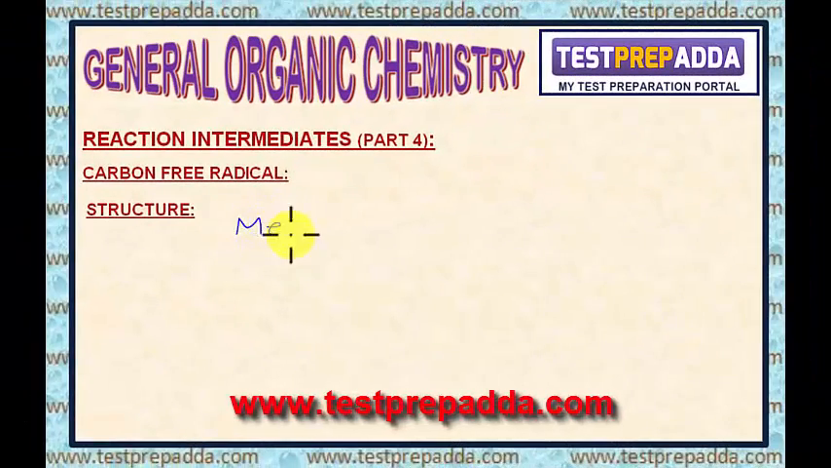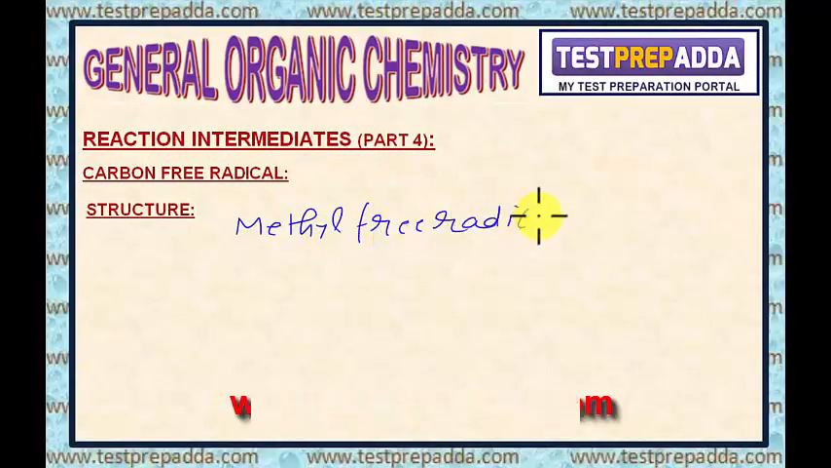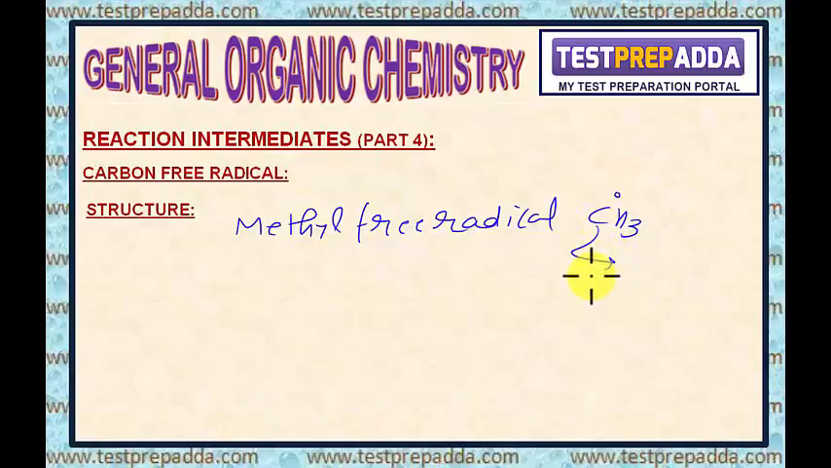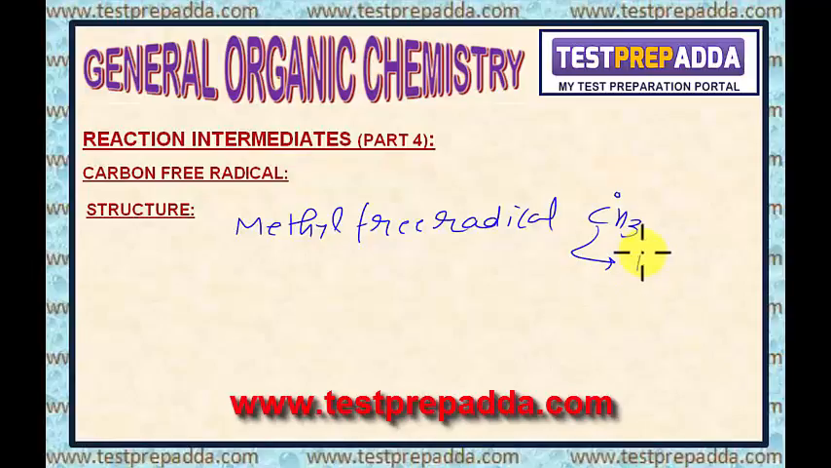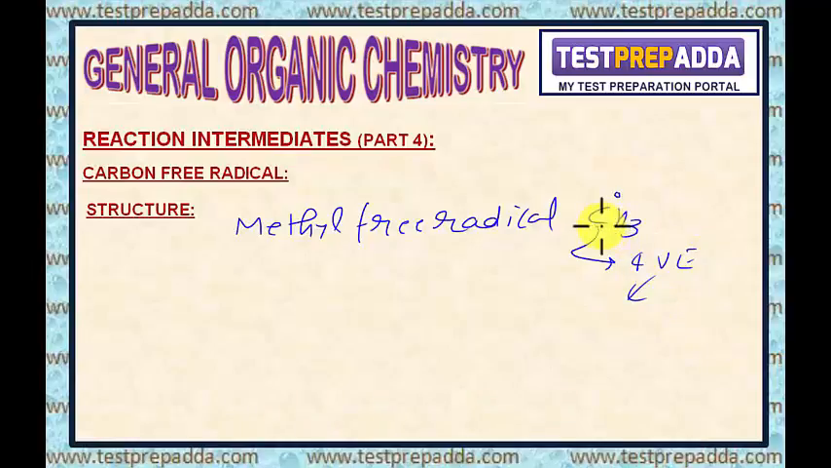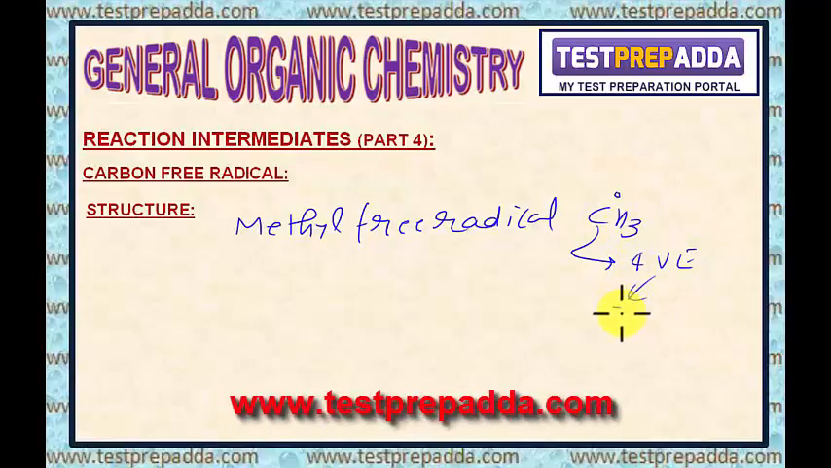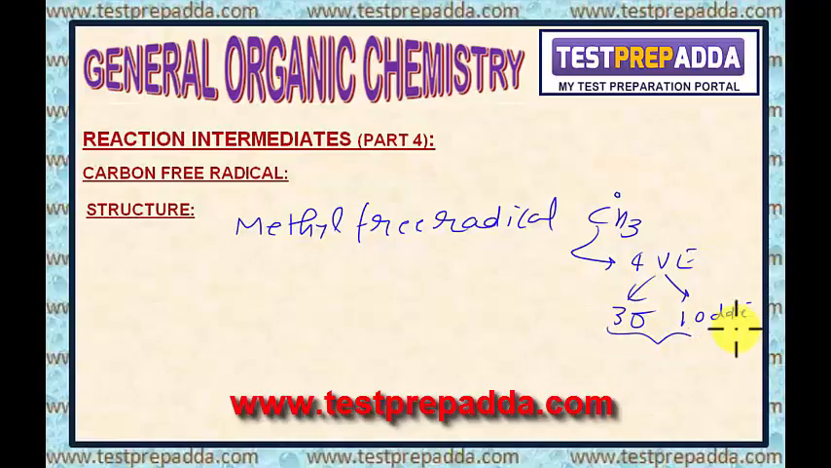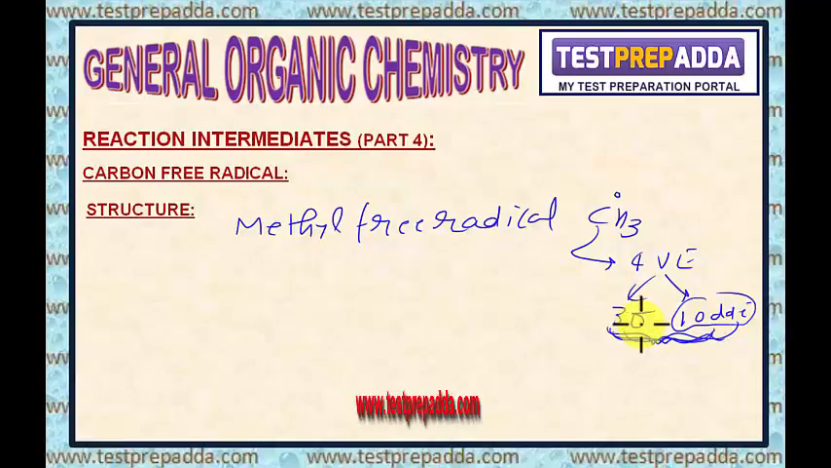Now I will talk about the structure of free radical. If I take methyl free radical, this is CH3 having odd electron. Here, if I ask you the hybridization of this carbon, you will say that carbon has got 4 valence electrons. Out of 4 valence electrons, it forms 3 sigma bonds with hydrogen, and the remaining is 1 odd electron. So here it is difficult to find the hybridization because of the presence of the odd electron.